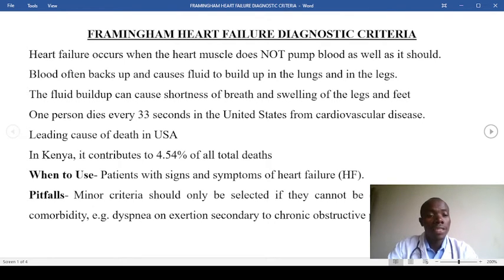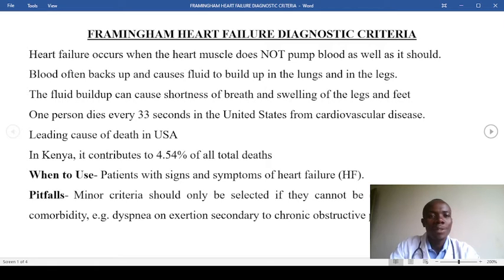It's good to know that currently one person dies every 33 seconds in the United States from cardiovascular diseases. Heart failure is one of the leading causes of death in the United States together with other associated non-communicable diseases. In Kenya, heart failure and associated cardiovascular diseases contribute to 4.54% of all total deaths.